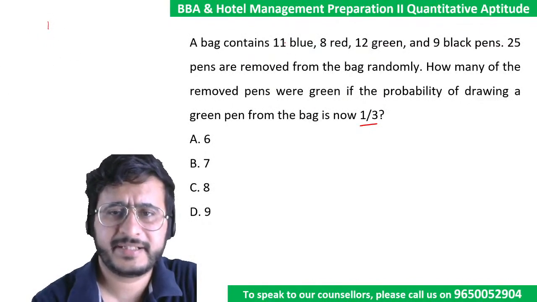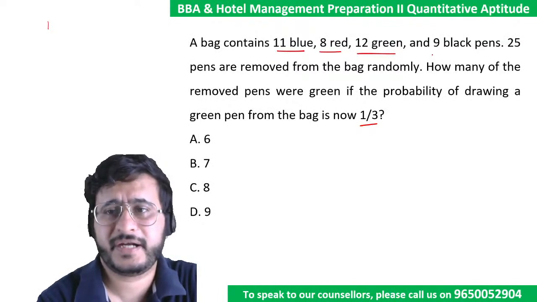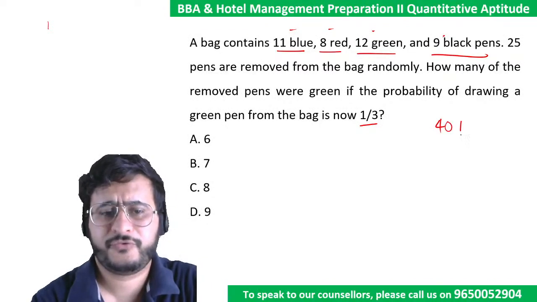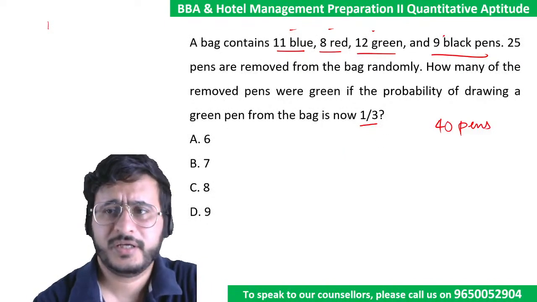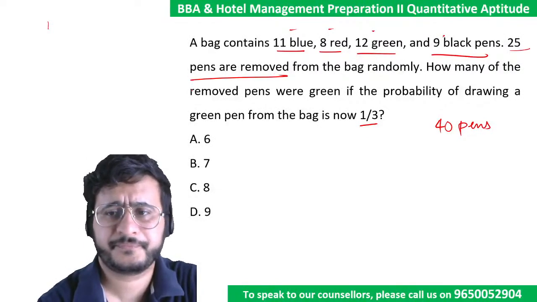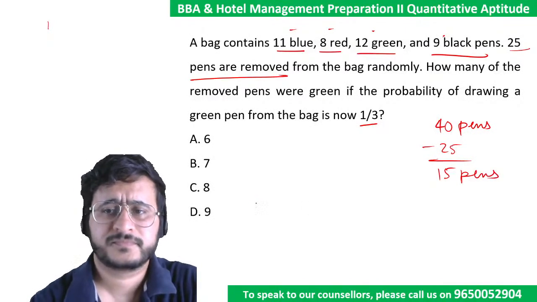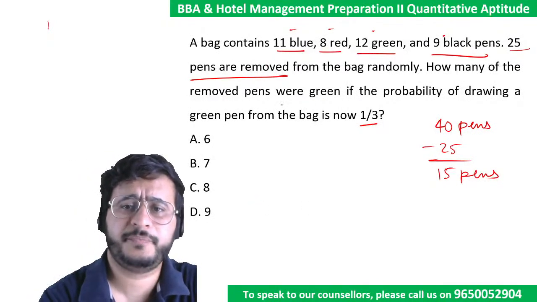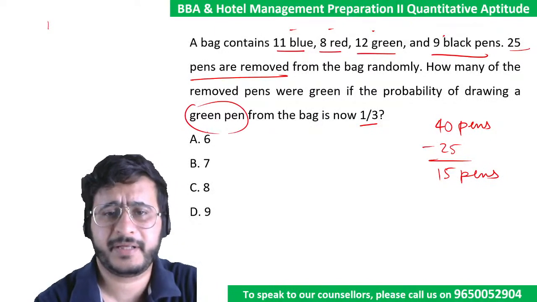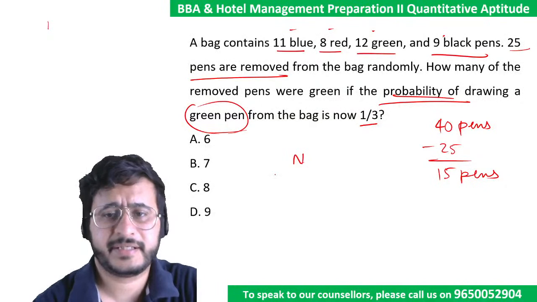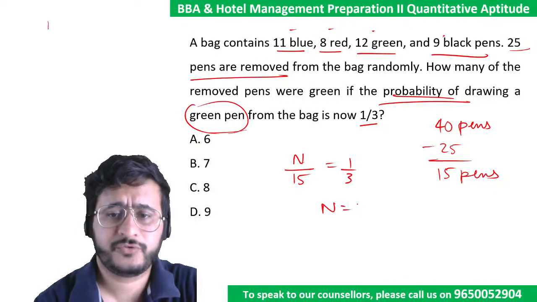So let us add these numbers: 11, 8, 12 and 9. 11 plus 9, 20, 20 plus 20, 40. So there were 40 pens initially. Now 25 pens are removed. So how many pens remain? 15 pens. Now the question says how many removed pens were green. So we are talking about the probability of a green pen, which is given as 1 by 3. Suppose there are n green pens. n by 15 is 1 by 3. So n is equal to 5.